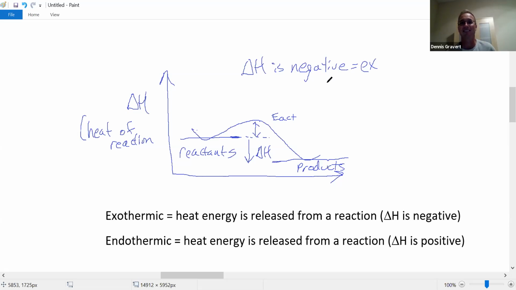So if delta H is a negative value, then it's exothermic. And you can look at the energy diagram and see that reactants start high, products end up low. You go down in energy, so it's negative. Then you just look at your y-axis to see, well, are they talking about free energy or enthalpy? Here I was talking about enthalpy, so if it goes down, it's exothermic.